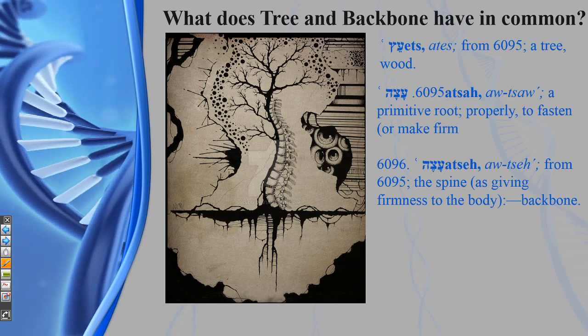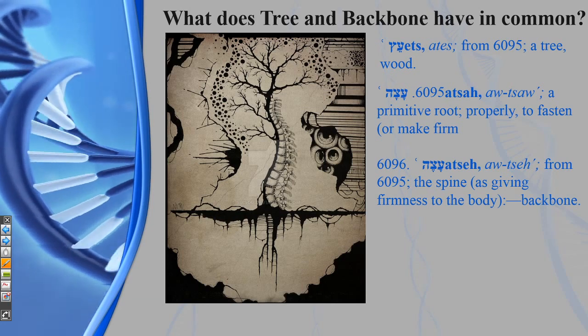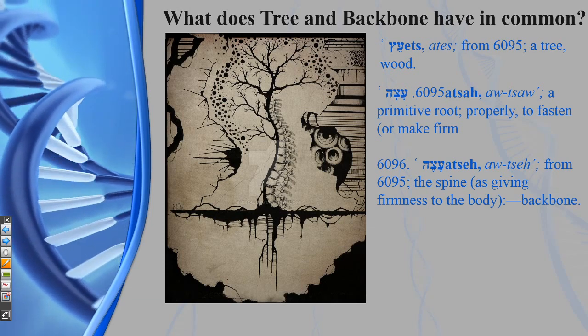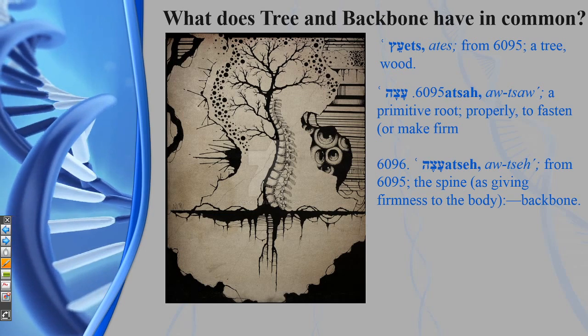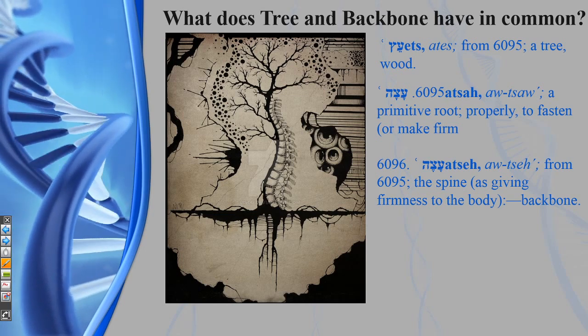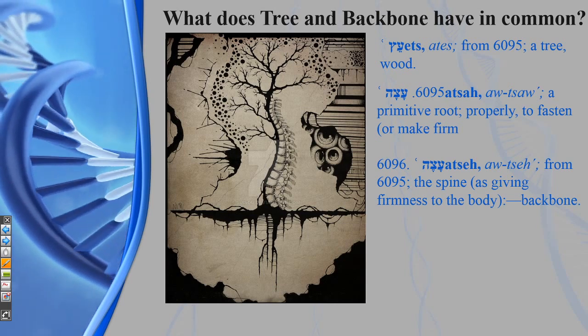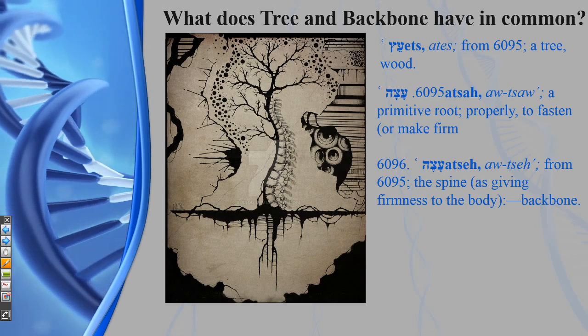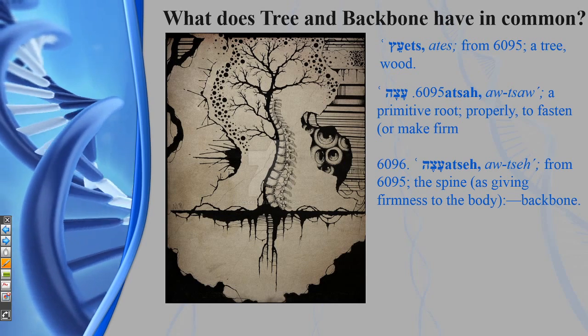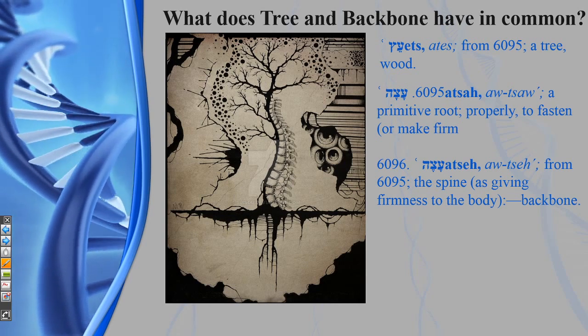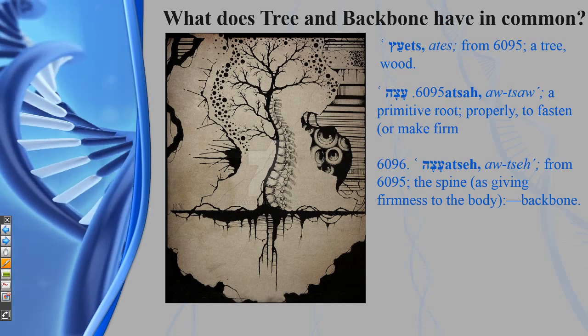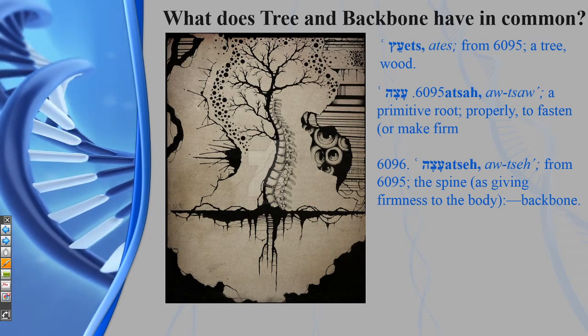6095 says, properly to fasten or to make firm, right? Look down below that. Atzei says from the spine as being firmness, the body's backbone. So how is a tree, and in its etymology, dealing with backbone and being firm? Like, how is this? What do you get out of that?